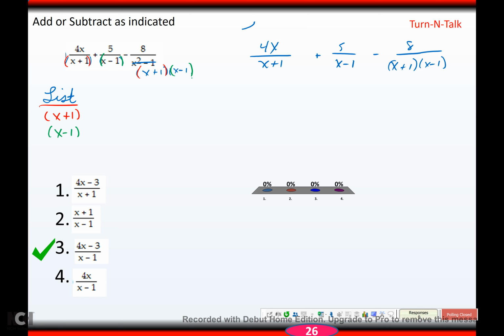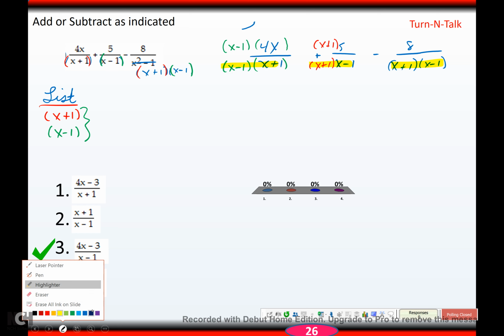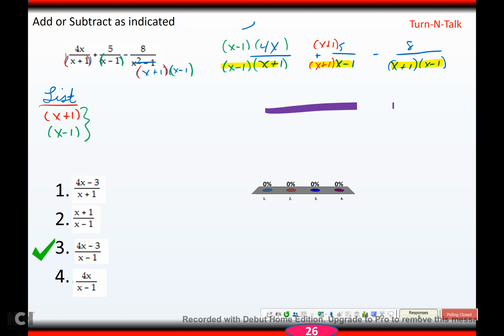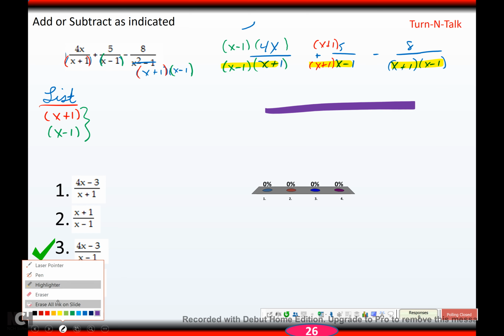So there's my LCD. This one has the x plus 1, it's missing the x minus 1, so multiply top and bottom by x minus 1. The second one has the x minus 1, it's missing its x plus 1. And the last one is missing nothing. It has everything in the list, so I don't need to multiply top and bottom by anything. And now you can see that all three denominators match. Again, I might write them in a different order, but if they have the same factors, it's the same denominator.